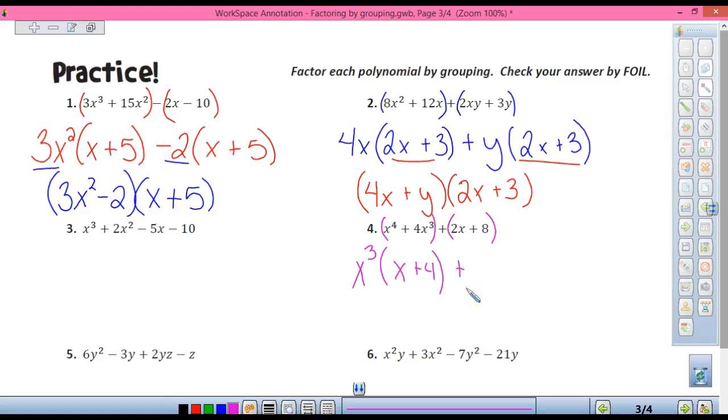You've got 2 and 8. So what can you take out? Can you take an 8 out of 2? What do these two have in common? They're both divisible by 2, so what can I take out? 2. There you go. And what do I have left? X plus 4. There you go. Okay, so Rebecca, my first factor is x cubed plus 2. And Hannah, my second factor is x plus 4. Very good.